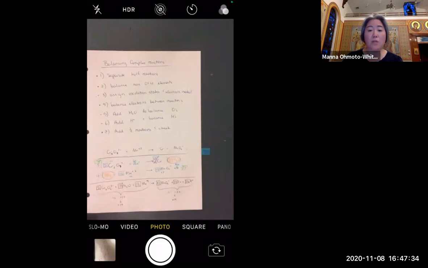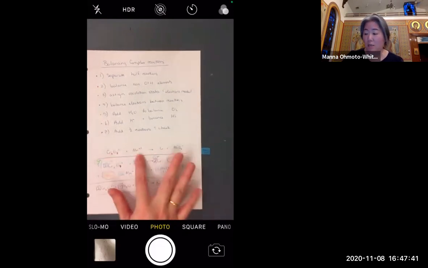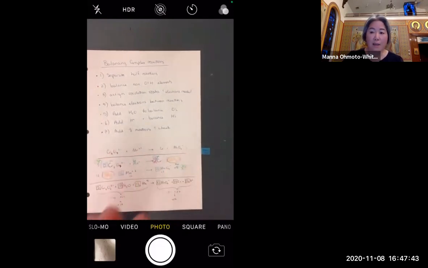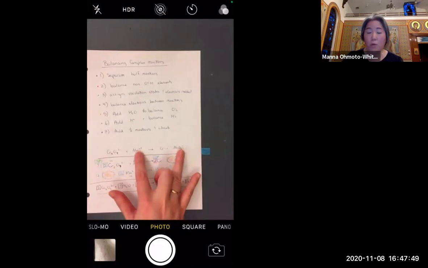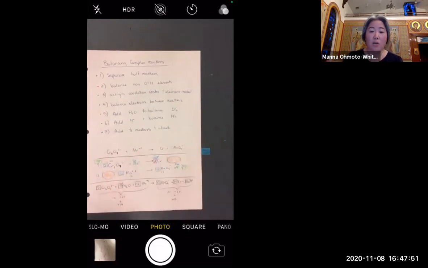So the first thing you have to do is separate the half reactions. And that's usually easy because it's the chromium with the chromium and the manganese with the manganese. So the element is going to appear in both parts of it. So this will be one half reaction and this will be one half reaction. So you don't have to know which one's oxidation and which one's reduction in order to separate them out.